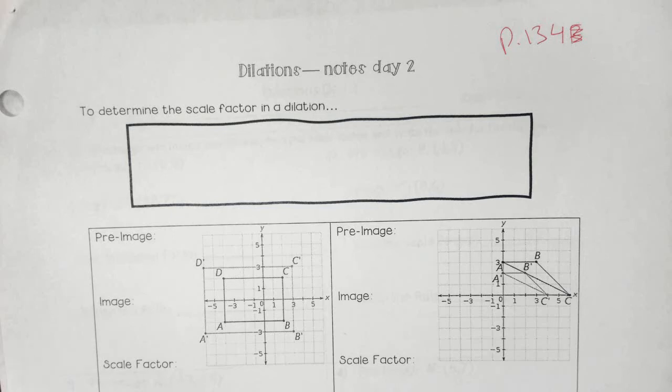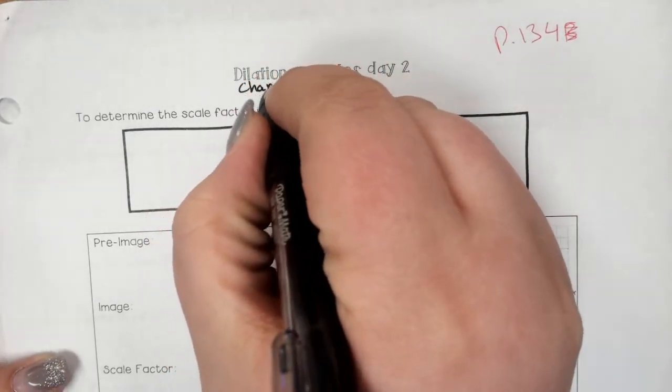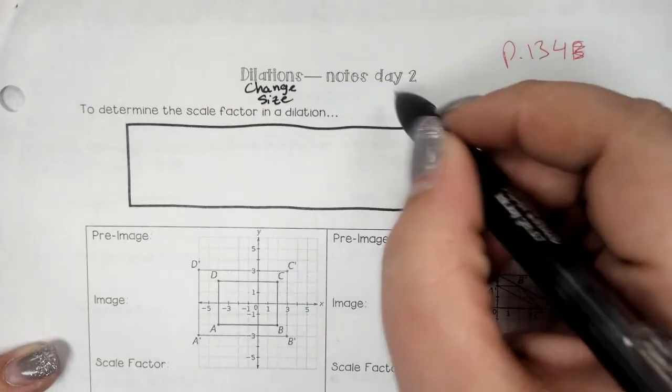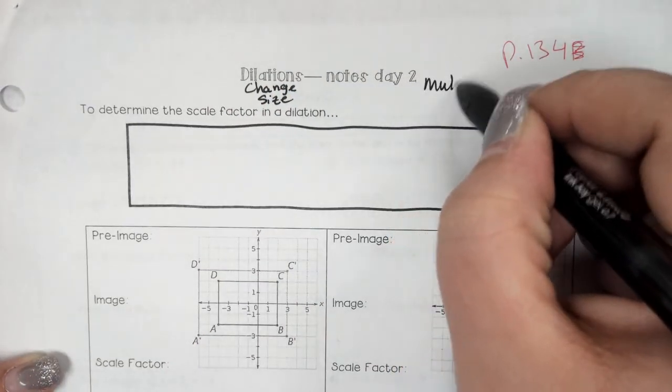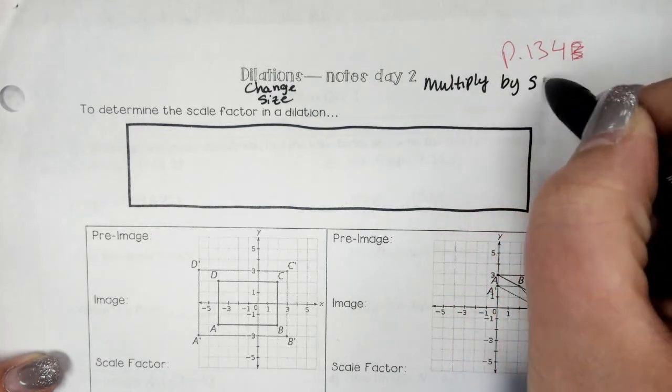In this video, we are going to talk about dilations again. Dilations we know just meant to change the size of our preimage. Dilation meant to change the size. And specifically, we changed the size by multiplying by a scale factor.